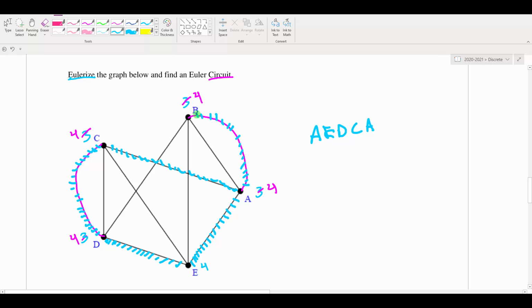You don't have to use my strategy, by the way. You don't have to stay on the outside if you don't want to. There's several different ways to find this circuit.